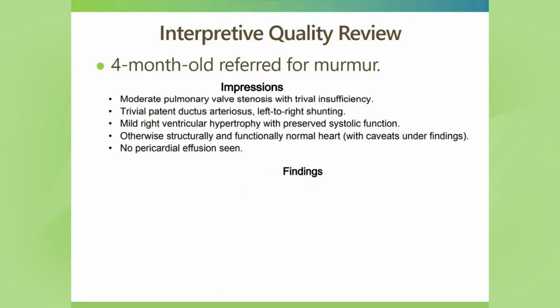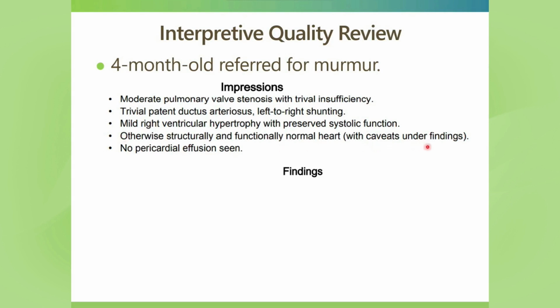So here's our next example. We have another 4-month-old with a murmur. And the summary states, it says impressions, but this was the summary of this report. So we're going to focus here on these bullet points. We have moderate pulmonary valve stenosis with trivial insufficiency. We have a trivial patent ductus arteriosus with left to right shunting. Mild RVH with preserved function, otherwise structurally and functionally normal heart with caveats under findings, and no pericardial effusion.